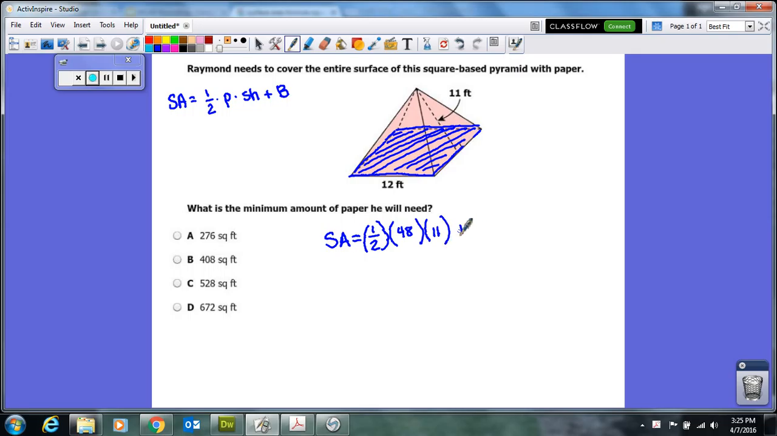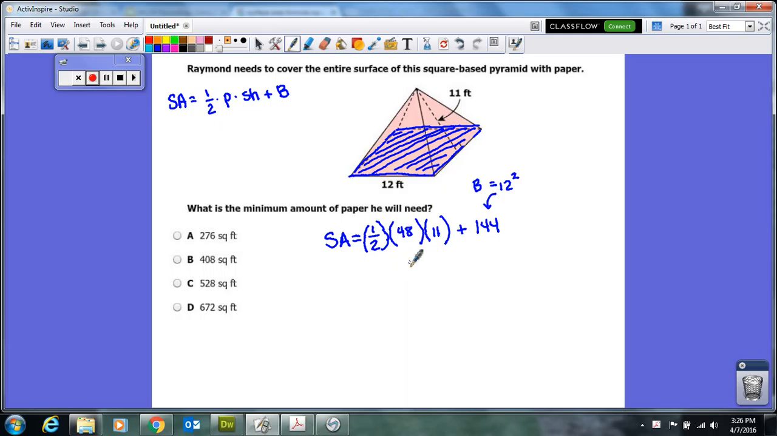And then finally, we add to that big B. And again, big B is the area of the base. It's all this bottom area here. And since this bottom area is a square, to find the area of a square, we take one of the sides and we square it. So since one of the sides is 12, we take 12 and we square that. 12 squared is 144. And again, that 144 was found by squaring 12. And that gives us our big B to plug into our formula.